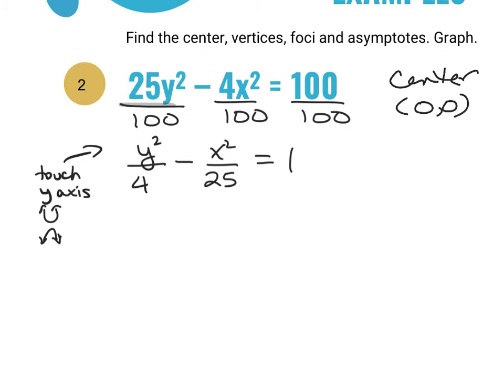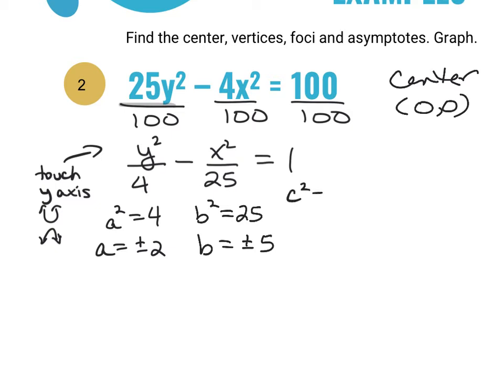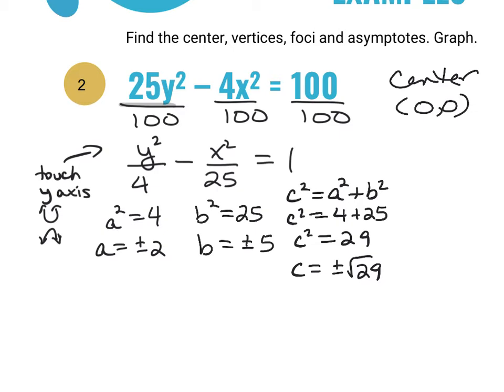Remember, a squared is always first. So a squared equals 4. B squared equals 25. A equals plus and minus 2. B equals plus and minus 5. To find c, I'm going to do c squared equals a squared plus b squared. A squared is 4, b squared is 25, c squared equals 29, so c equals plus and minus the square root of 29.